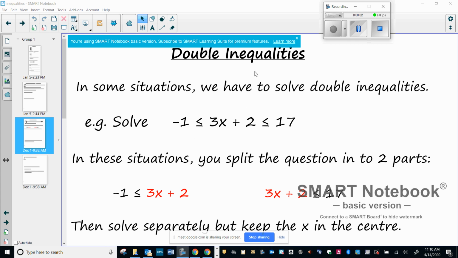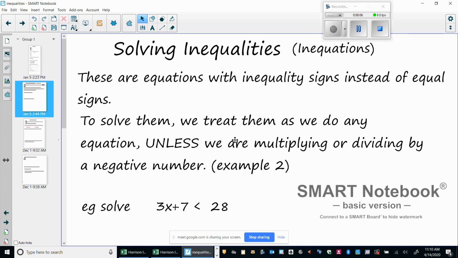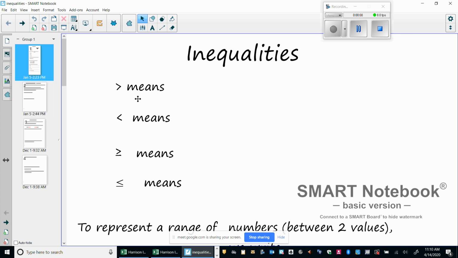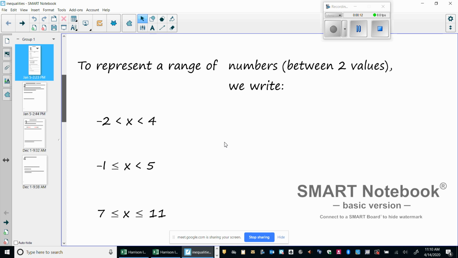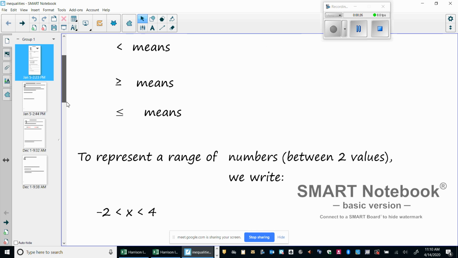All right, so we've got double inequalities. Hopefully we remember these. Some of you got these the wrong way around, and some of you were not very confident with displaying them on number lines. So maybe I'll briefly go through that first. This means greater than, this means less than. Remember, if it's got an extra line, it means or equal to.